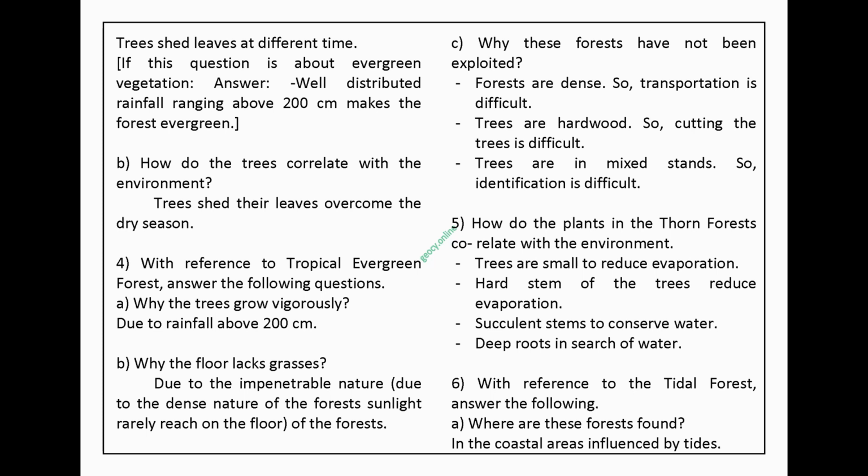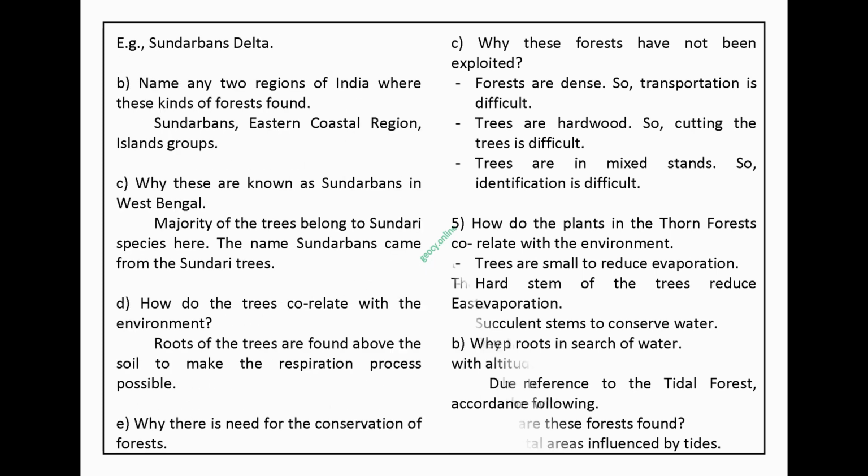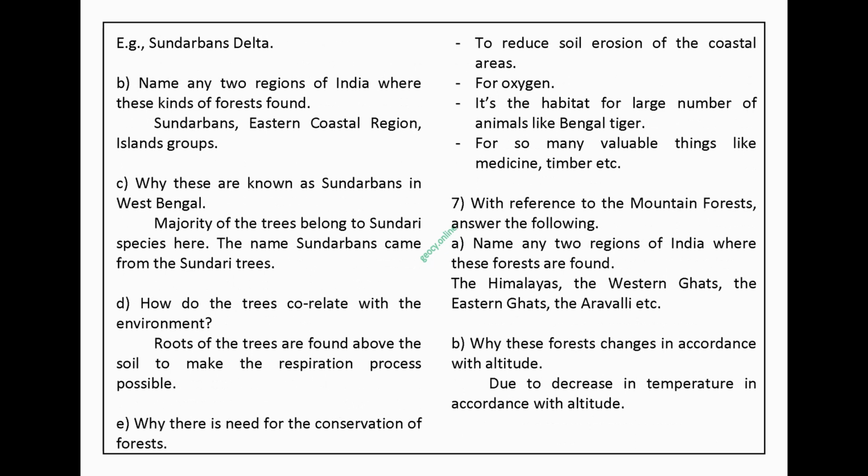With reference to the tidal forest, answer the following. Where are these forests found? In coastal areas influenced by tides. Example: Sundarbans Delta. Name any 2 regions of India where these kinds of forests are found. Sundarbans, Eastern Coastal Region, Island Groups.